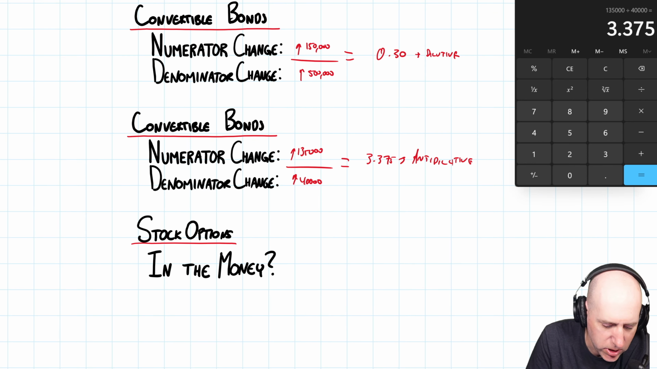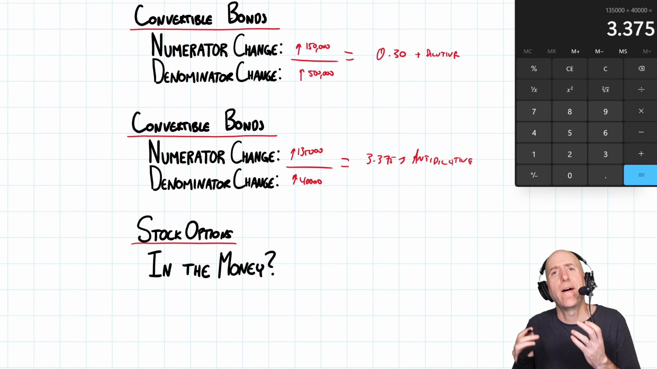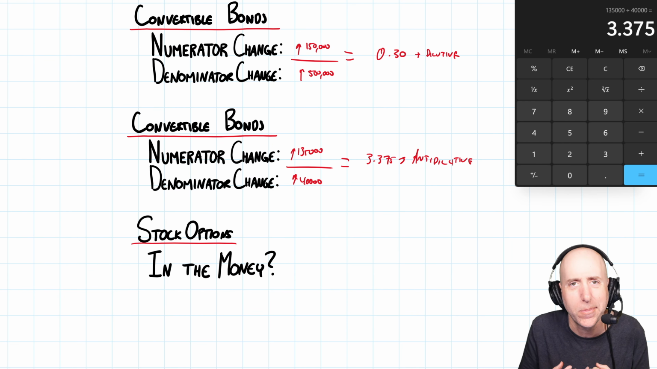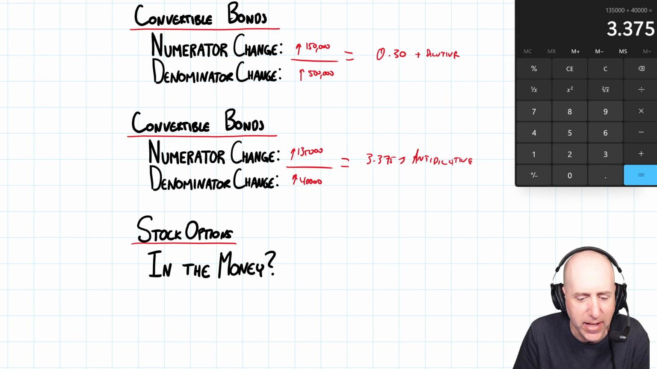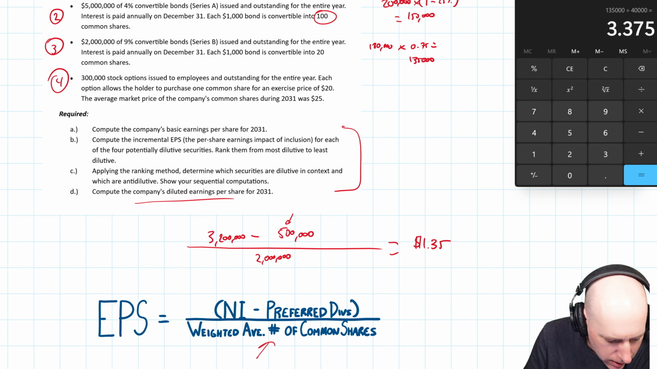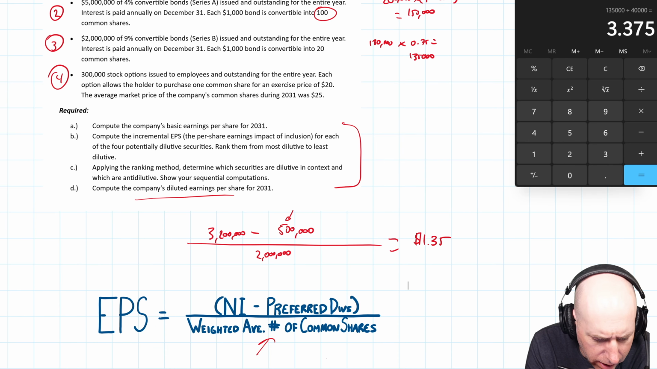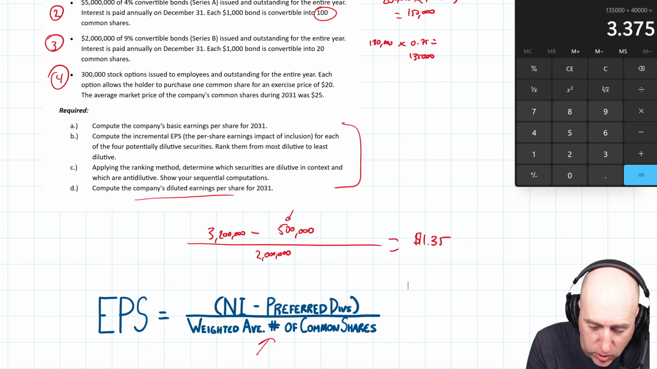Last one, the stock options. The question we answer on stock options: are they in the money? Would a rational employee that has the stock option exercise the option? That's the question we need to answer. So it says 300,000 stock options issued to employees and outstanding for the entire year. Each option allows the holder to purchase one share at an exercise price of $20. The average market price of the company's common shares was $25.